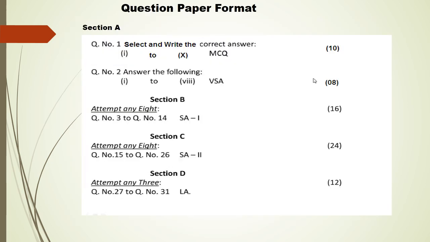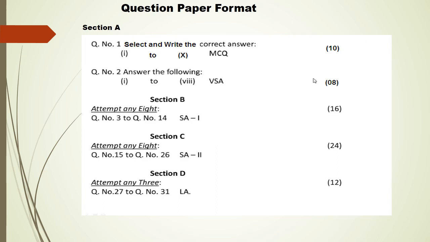Continuing with our talk on the paper format, section 1 has select and write the correct answer. So you have to correctly select the sub question along with the correct answer there. Writing the correct answer is also very important. So 10 statements I should find in your answer sheet. For question number 2, which has 8 marks, these 8 statements, very short answers should be written there.